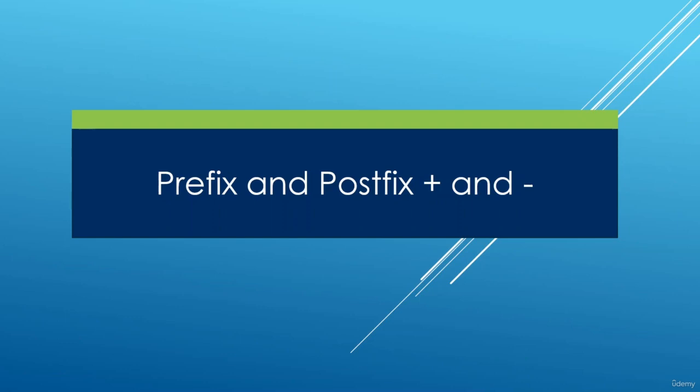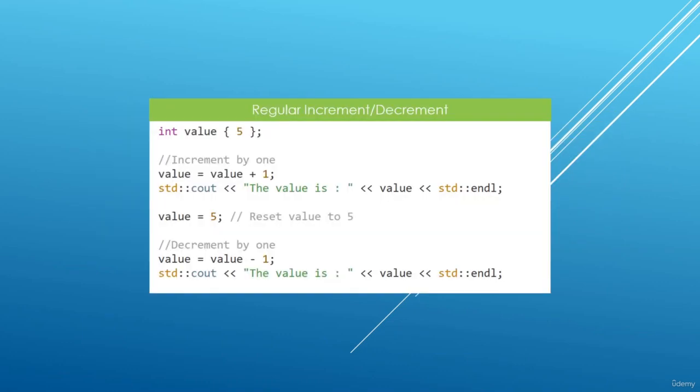In this lecture, we're going to be learning about prefix and postfix addition and subtraction. We have an example here, and it is a simple example we've seen a lot of times by now. We have a variable value, it is an integer, and we have a 5 inside. We can add a 1 to it, or we can increment it by 1. This is another term we use in programming languages. When we say we are incrementing a value, we are adding something to it.